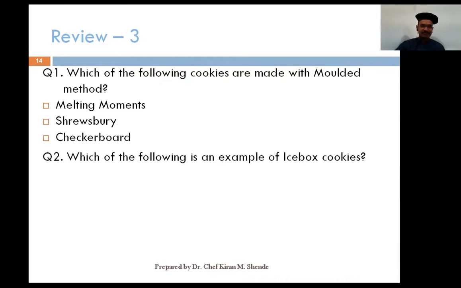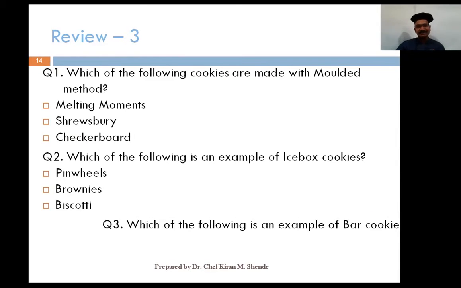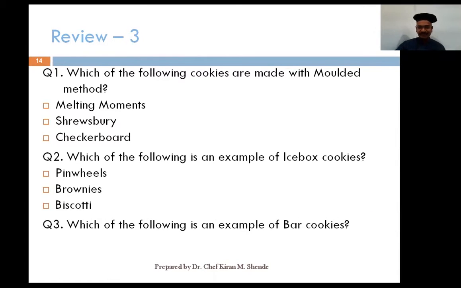Question number 2. Which of the following is an example of icebox cookies? Your options are pinwheel cookies, brownies, biscotti. Question number 3. Which of the following is an example of bar cookie? So your options are pinwheel cookies, brownies, and biscotti.